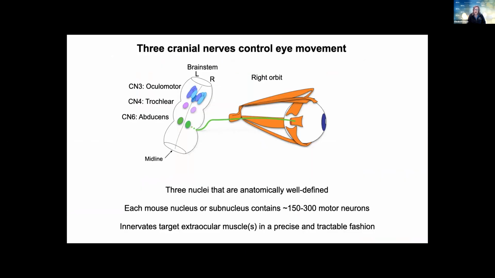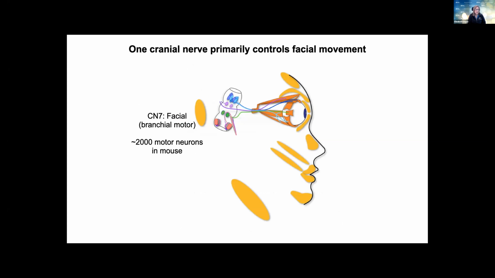Eye movements are controlled by connections from the brainstem to the extraocular muscles by the abducens, trochlear, and oculomotor nuclei and nerves. And these nuclei are anatomically well-defined, and they innervate the muscles in a very precise and tractable fashion. Similarly, the larger facial nucleus contains 4 bilaterally paired subnuclei, which also innervate multiple facial muscles.